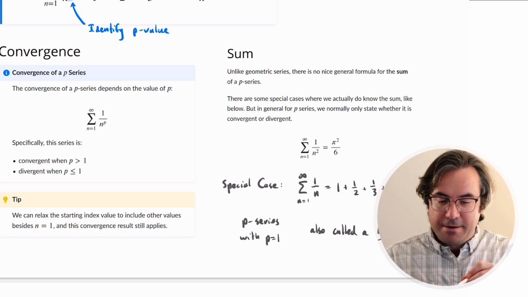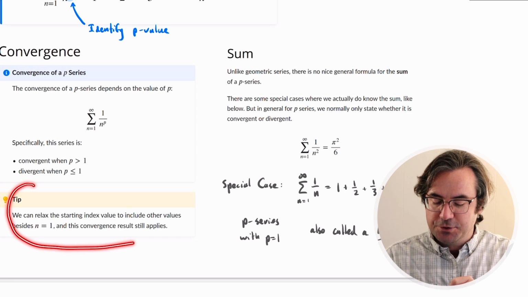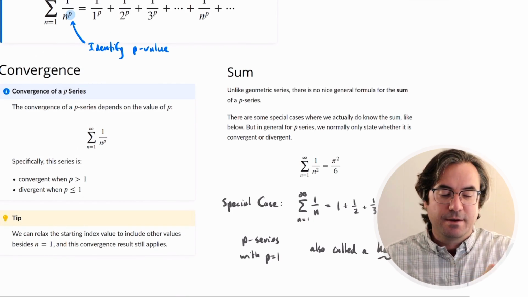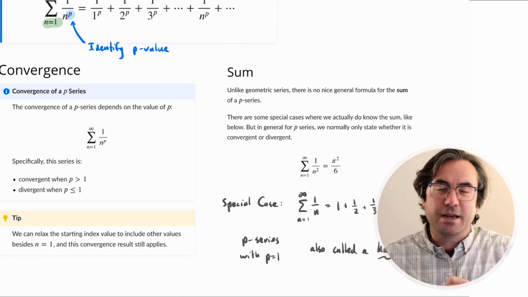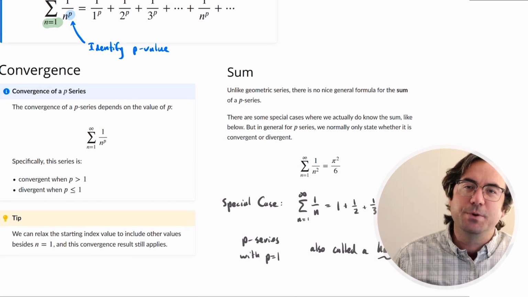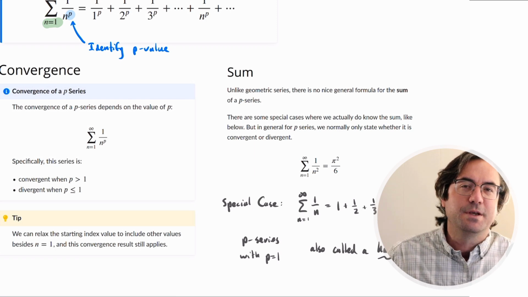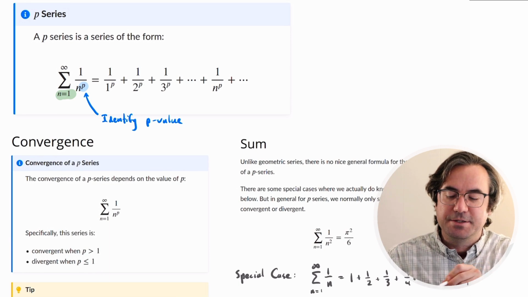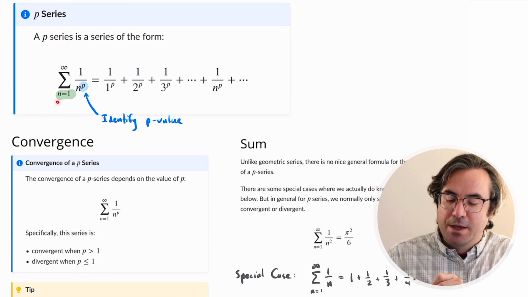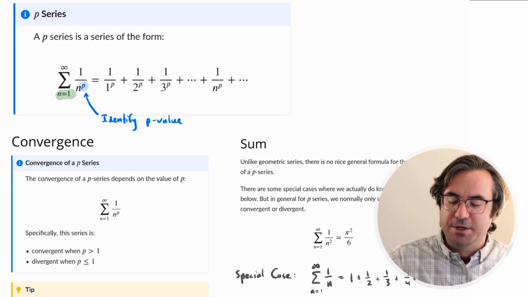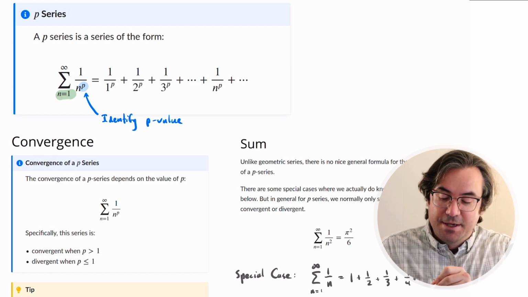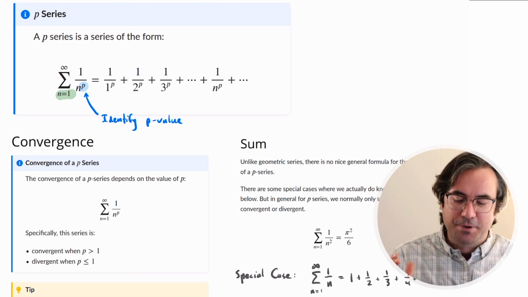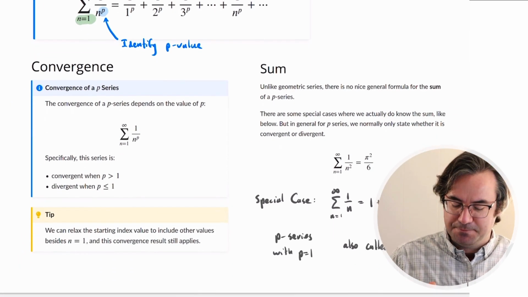All right. And as before, as usual, we can relax the starting index value. The way we have this written, we're starting at n equals 1. We could start at n equals 2. We could start at n equals 3. We could start anywhere, really, and we'll be dealing with a p-series. Positive integers. We don't want to start at n equals 0 because this would be undefined then. So any positive integer, 1, 2, 3, we'll still call it a p-series.